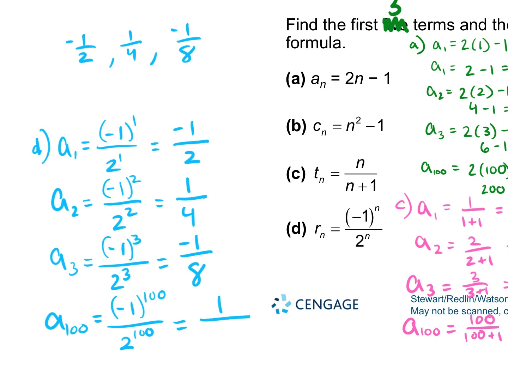Notice here how odd exponents on the negative 1 make it negative 1. Even exponents make it positive. So 100's an even number, that'd make it a positive 1. And I don't have my calculator on me, so we'll just leave it as 2 to the 100th power. So this would be positive 1 over 2 to the 100th power. It'd be some really big number when you put it in the calculator. Any questions here?